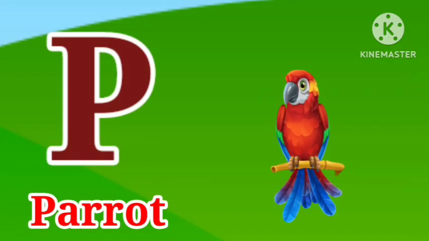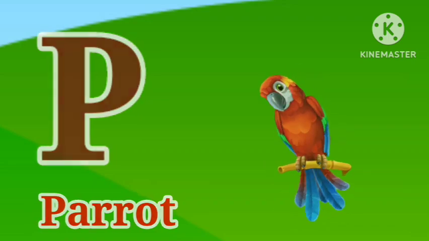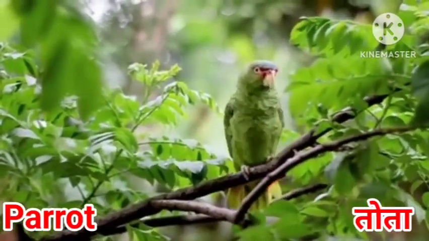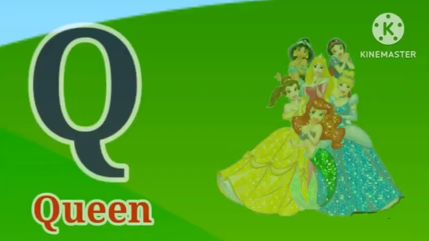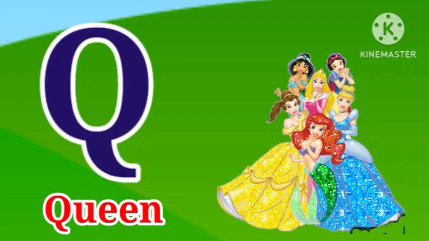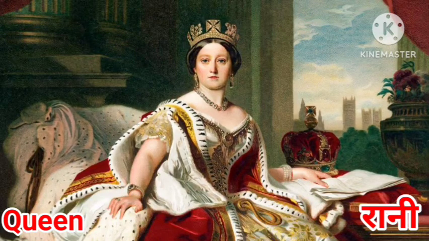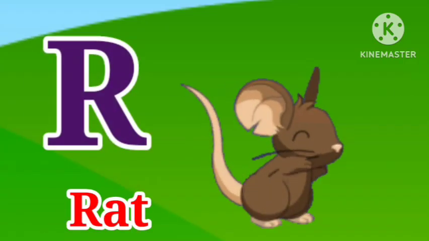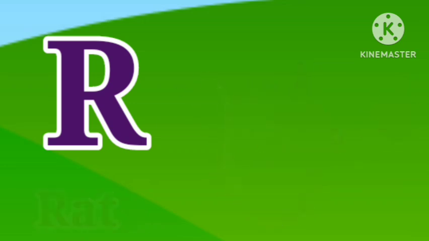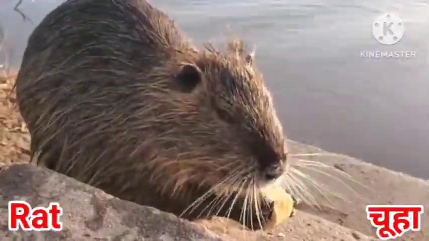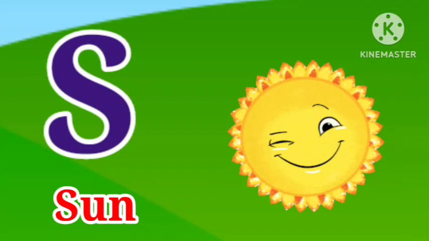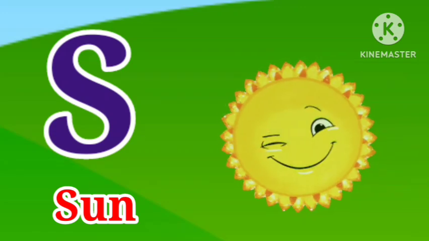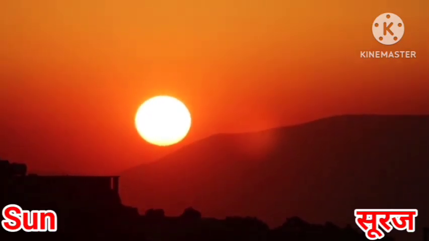P for parrot. P for parrot. Parrot means tota. Q for queen. Q for queen. Queen means rani. R for rat. R for rat. Rat means chuha. S for sun. S for sun. Sun means suraj.